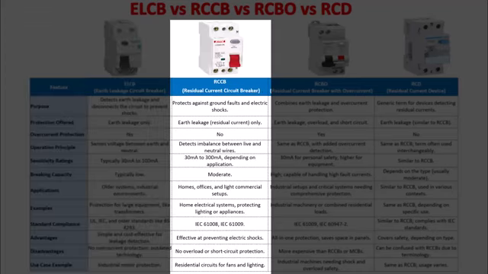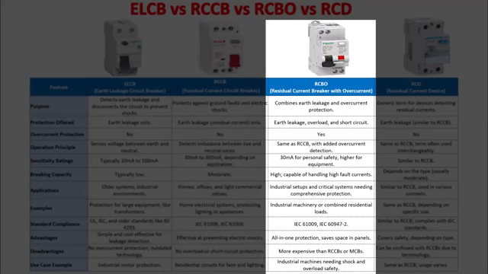Next, we have the RCCB, Residual Current Circuit Breaker. This is the modern upgrade to the ELCB. It detects leakage currents directly by monitoring live and neutral wires, meaning it's much more reliable, even if your earthing isn't flawless. For example, if there's a fault in your washing machine, the RCCB ensures the circuit trips before it harms anyone.